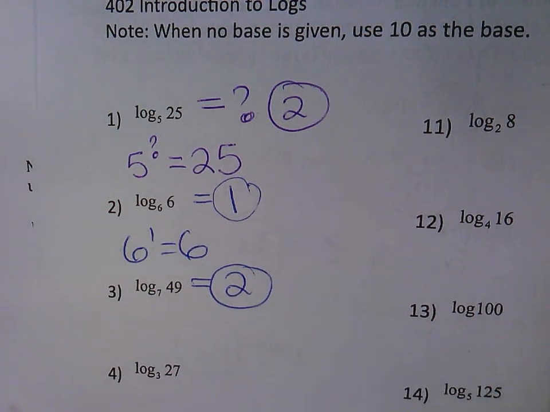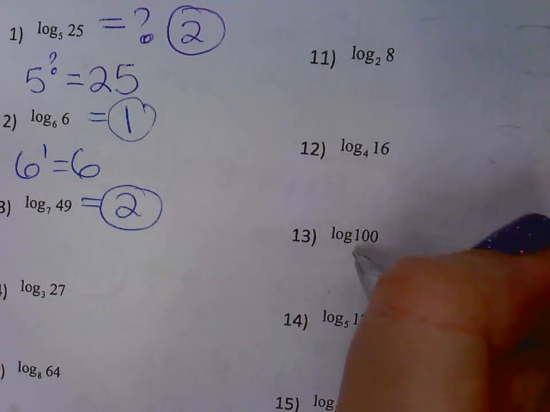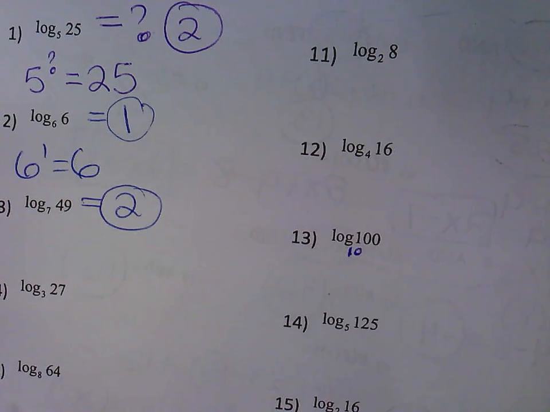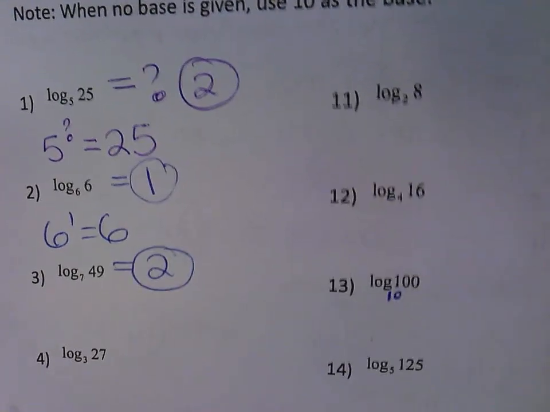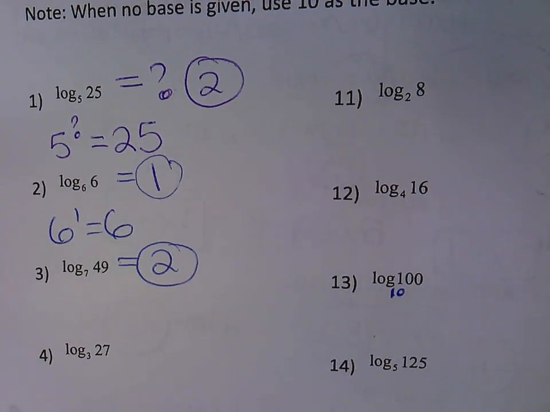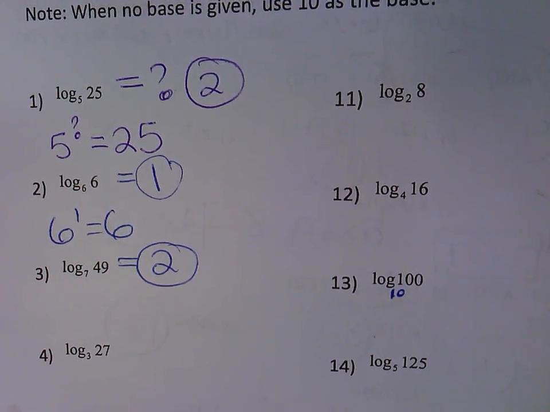When you get to number 13, you have to use 10 as the base because up at the top it says if there's no base, use 10 as your base. It's called a common log. So I want you to try that page, and then I want to show you where this is on a calculator, just so you know where it is. But try that. I'm going to put up the answers quick and then see if you can get them all right on this next practice sheet.